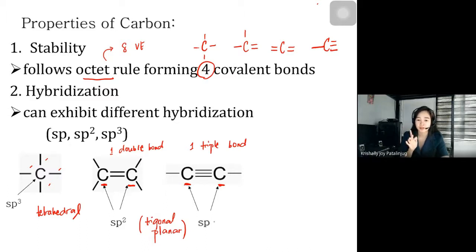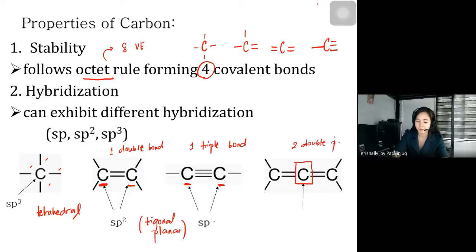If there is a double bond on that particular carbon atom, that is sp2. If it has a triple bond, sp. Another case of an sp hybridized carbon atom is the one in the middle, boxed in red. You will observe that it is also linear. At this time, it has surrounding how many double bonds? Two pairs of double bonds.